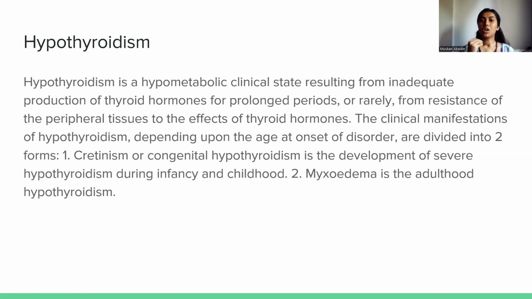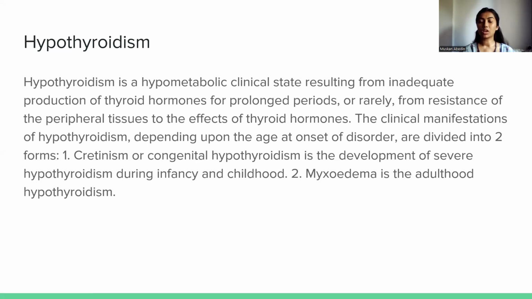It can also happen that the hormone is released adequately, but the tissues are not absorbing the hormone, not letting it act on them, and they are giving some type of resistance. The clinical manifestations of hypothyroidism, depending upon the age at the onset of disorder, are divided into two forms. The manifestations of this can be seen differently in different ages. There are two forms.